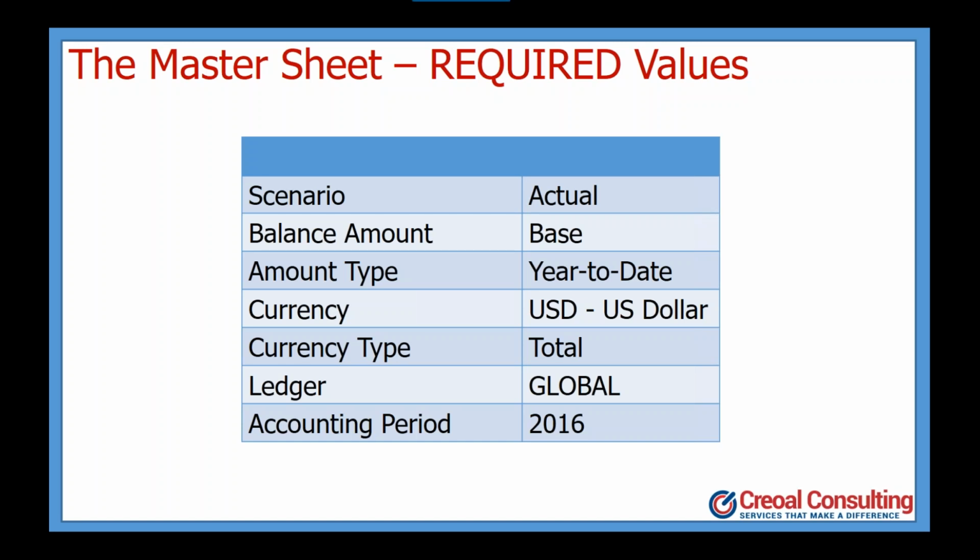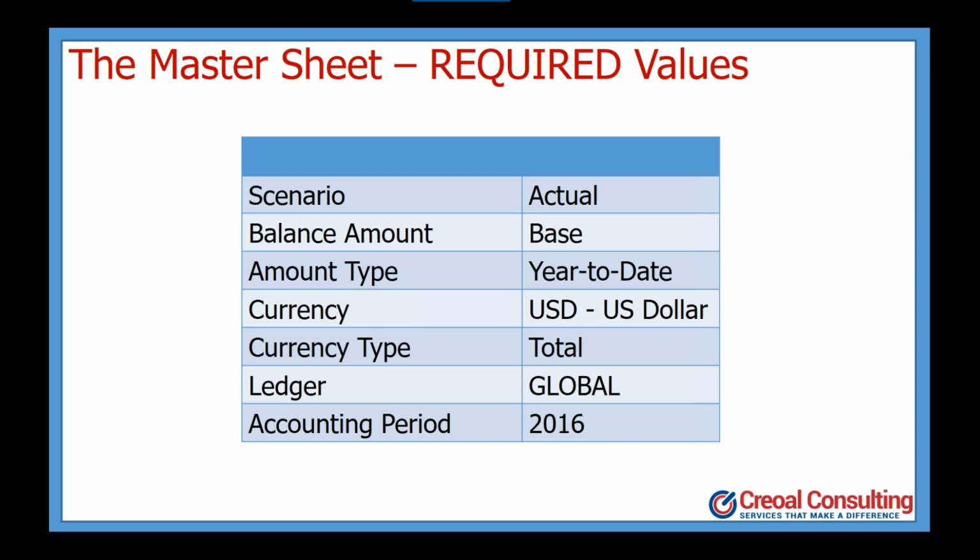The reason I like to use base is that whatever amount you pick for amount type will tie to your balance amount. So if you pick year to date here, it knows your balance amount should be year to date. If your amount type was quarter to date, it knows your balance amount should be quarter to date. Currency has to be selected. We just have US dollars in this example. If your functional currency is Canadian dollars or euros, you can certainly pick that.